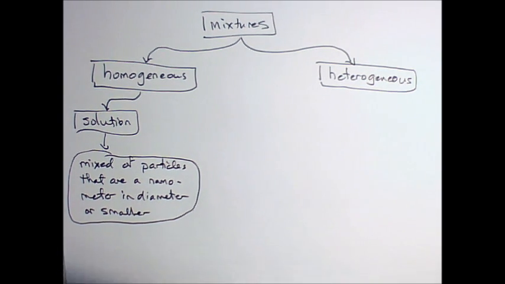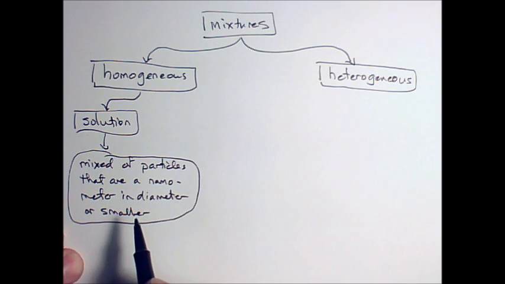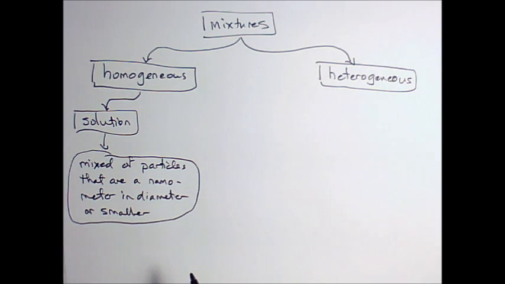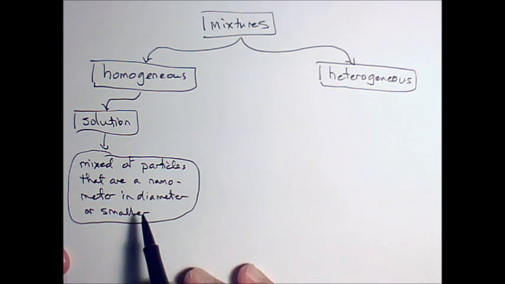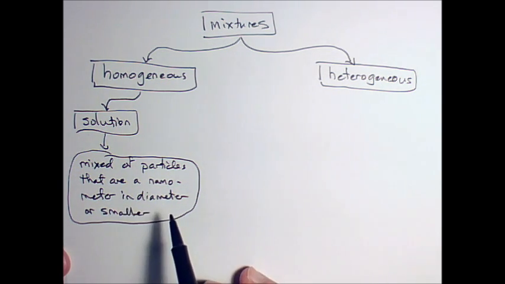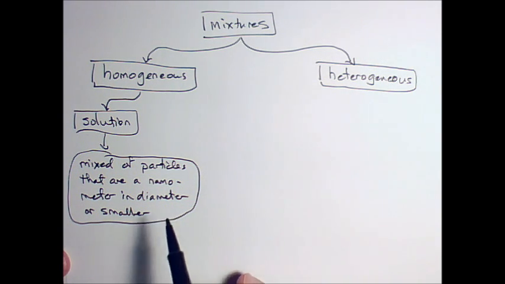Okay? All right. So the particles in a solution, the solvent particles, we don't often think about them as particles. We're talking about molecules here. The solvent molecules and the solute molecules, or ions, whatever they are. Okay? If they're mixed such that those solute and solvent particles are a nanometer or smaller, that's a solution.